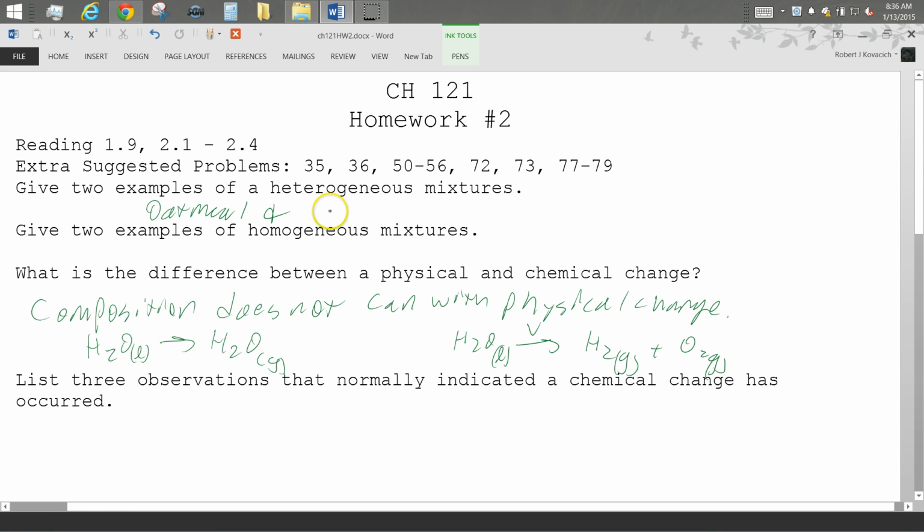What do we have here? Oatmeal. What was the other thing? Cottage cheese. And we had an alloy, steel, and what was the other thing? Shampoo.